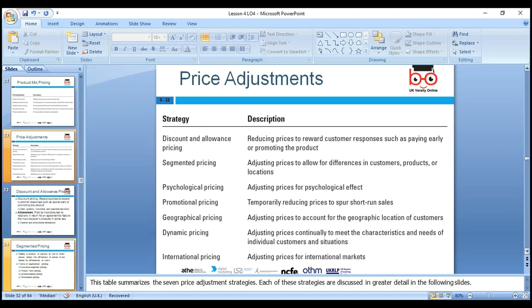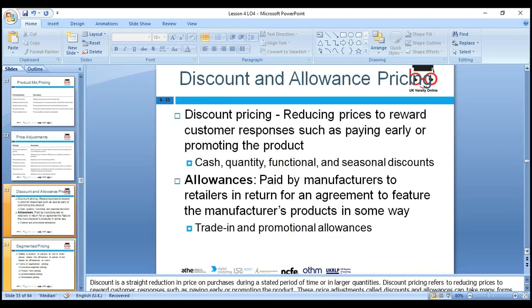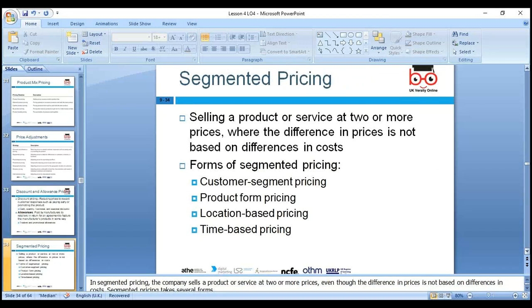Different pricing because we have different costs. Dynamic pricing, which we keep adjusting with needs and wants when demand peaks. International pricing: in the international market, different pricing. All these pricing types I mentioned earlier in the slides as well. We can add a few extra slides: segmentation pricing, customer segment pricing, product form pricing, location based pricing, and time based pricing.